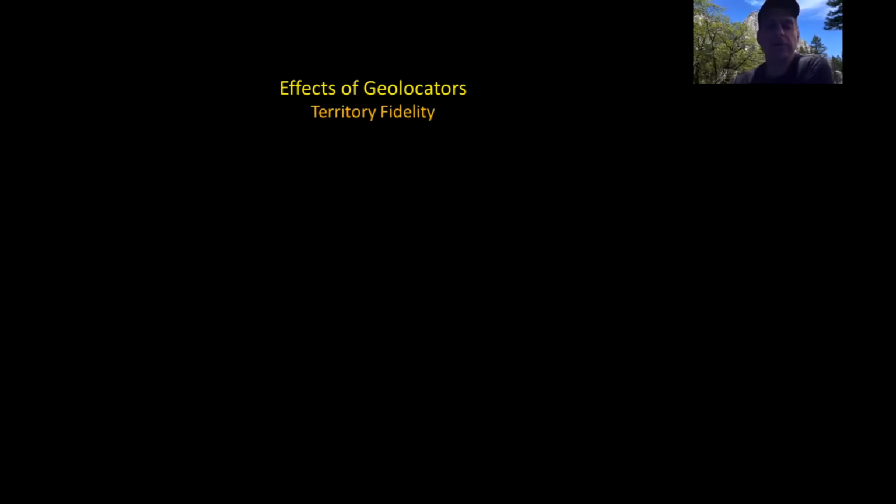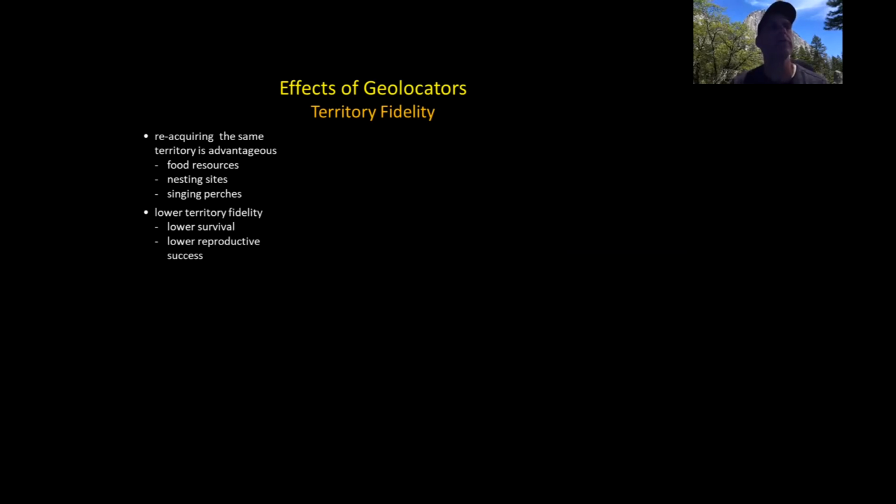Okay, so now let's turn to our effects on territory fidelity. Territory fidelity is the tendency for birds to return to the same site in subsequent years. And territory fidelity confers advantages to a bird. If you're returning to the same site, you're familiar with the food resources, the nesting sites, and your singing perches, and that's going to give you advantages over being in a novel location. So anything that causes them to be unable to defend their territory from the previous year could lead to lower survival and lower reproductive success.